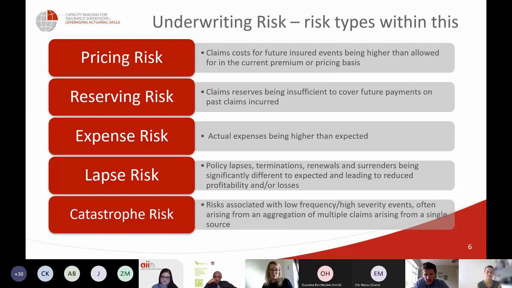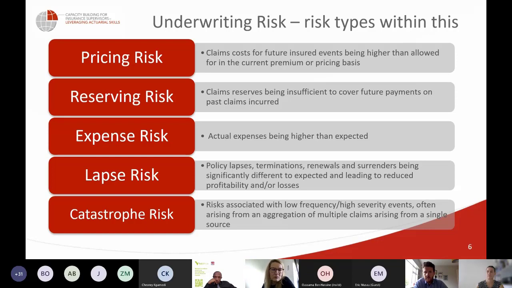So lapse risk is where lapses or terminations or surrenders are significantly different to expected. And surrenders are important too. If people cash in policies early, that changes the mix of business remaining, who's still insured, and that can have an impact on the financial position of the insurer.